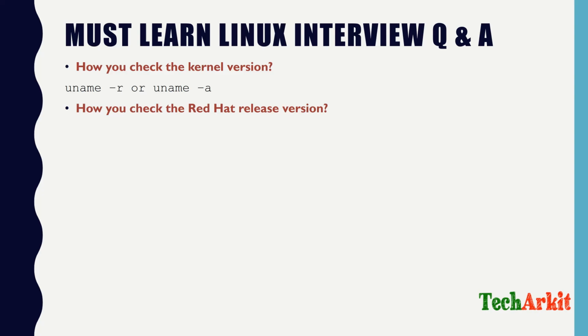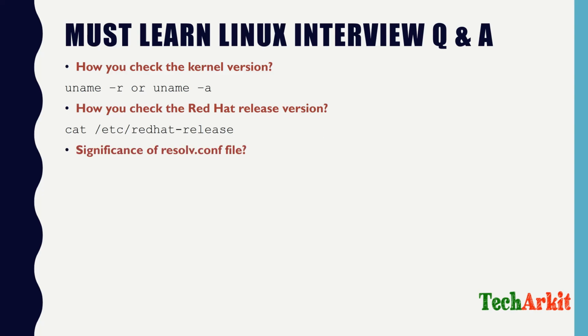Next question is, how have you checked the Red Hat release version? What command can you use for that? The first command is cat /etc/redhat-release, which is the file that has the Red Hat release details, so you can do that.